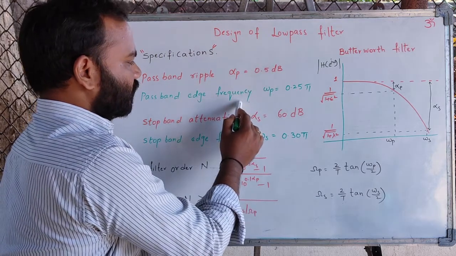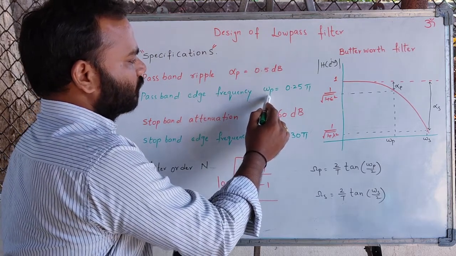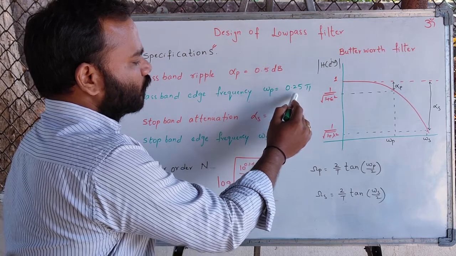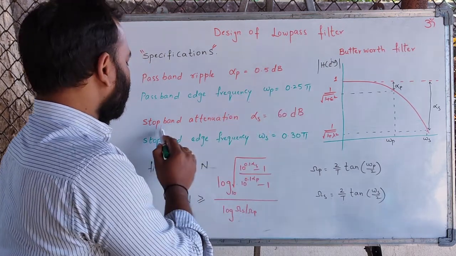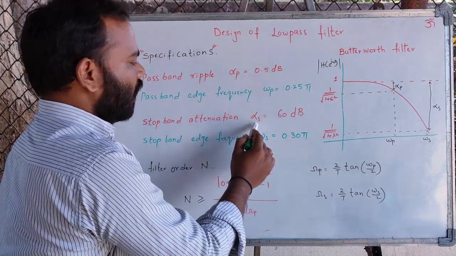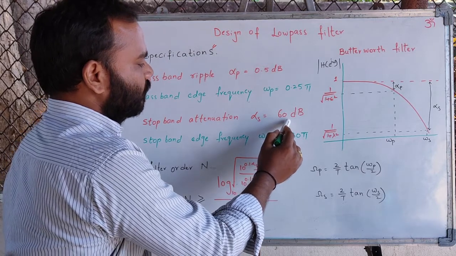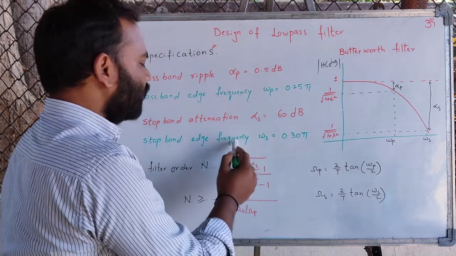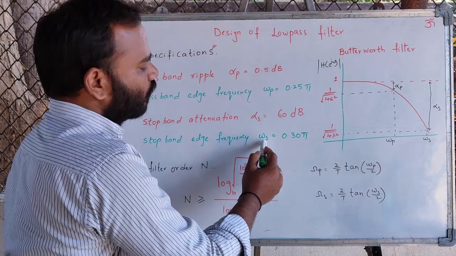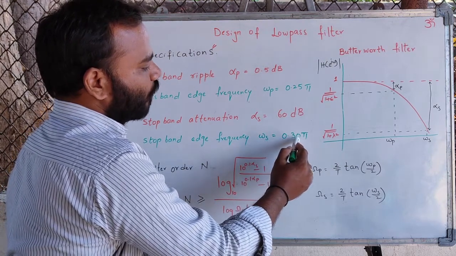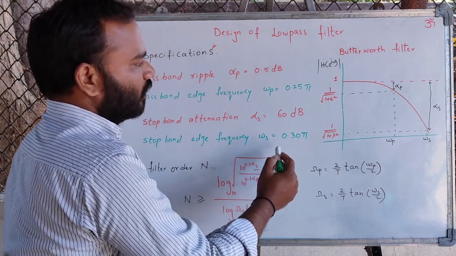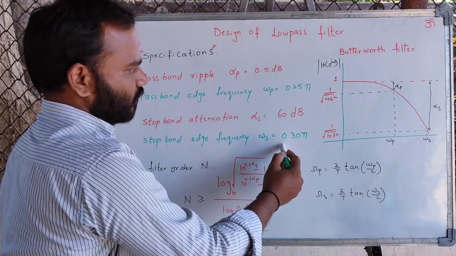Passband edge frequency omega p is 0.25 pi. Stop band attenuation alpha s is equal to 60 decibels. Stop band edge frequency omega s is equal to 0.3 pi. Now these are the specifications.